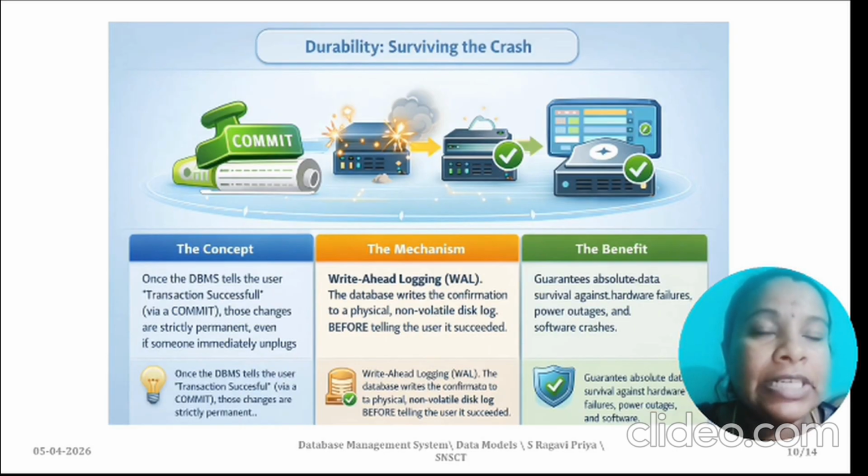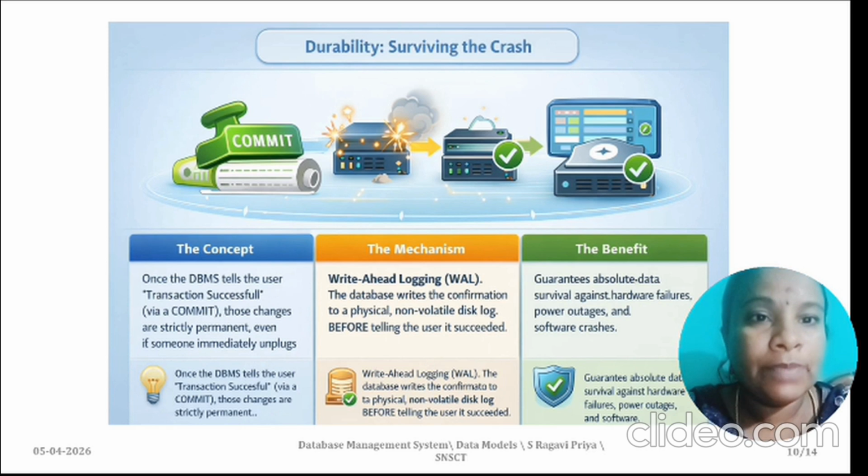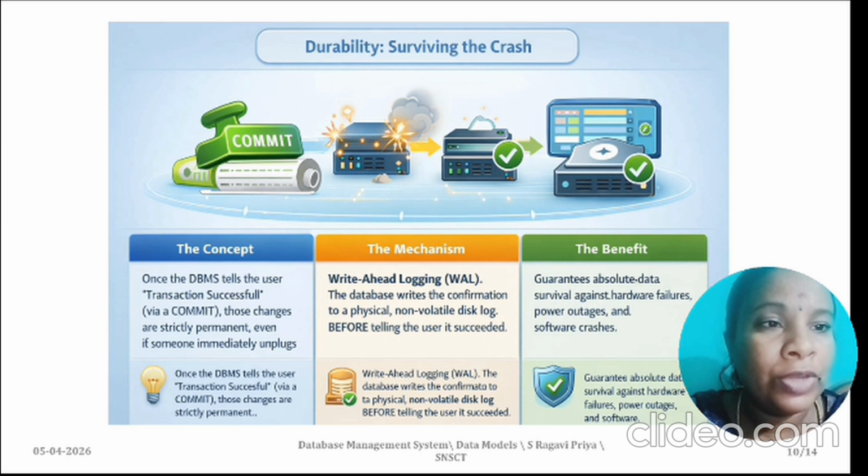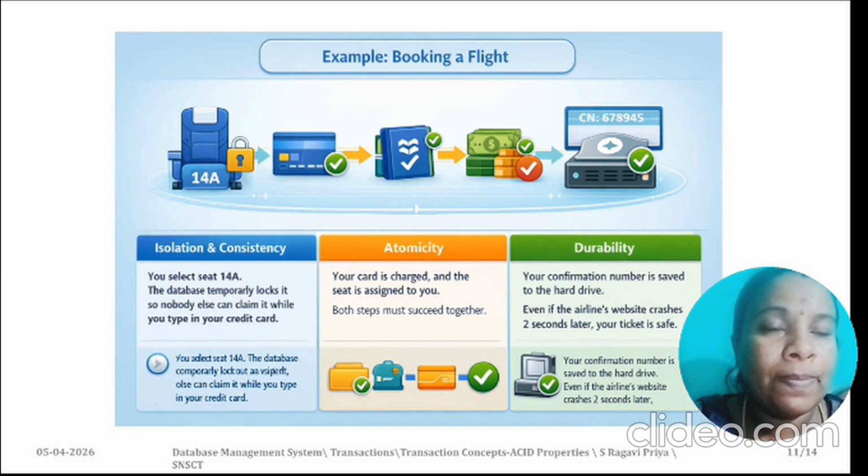Durability, surviving the crash. The concept: once the DBMS tells the user the transaction is successful via a commit, those changes are strictly permanent, even if someone immediately unplugs the machine. The mechanism: write ahead logging. The database writes the confirmation to a physical non-volatile disk log before telling the user it succeeded. This guarantees absolute data survival against hardware failures, power outages and software crashes.